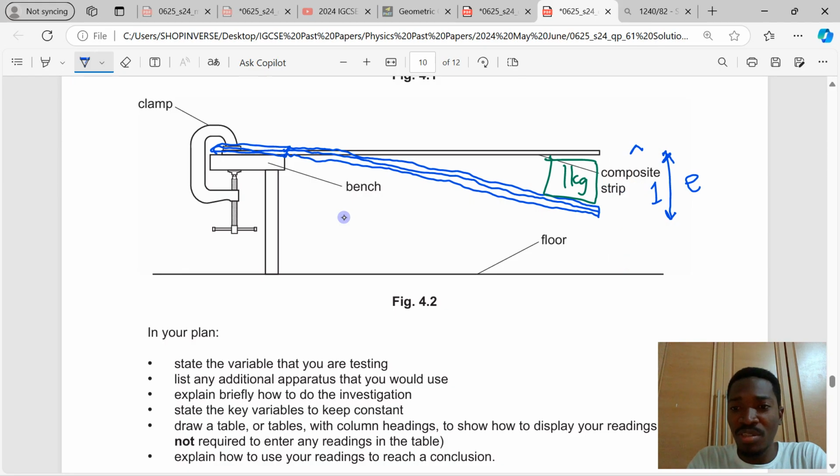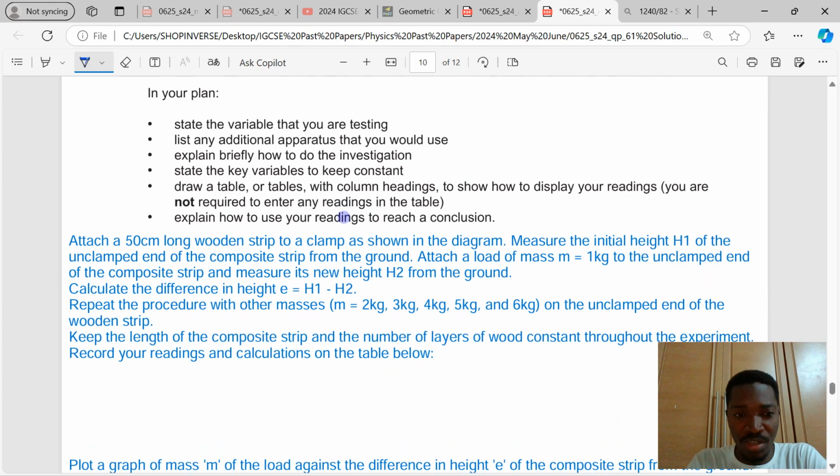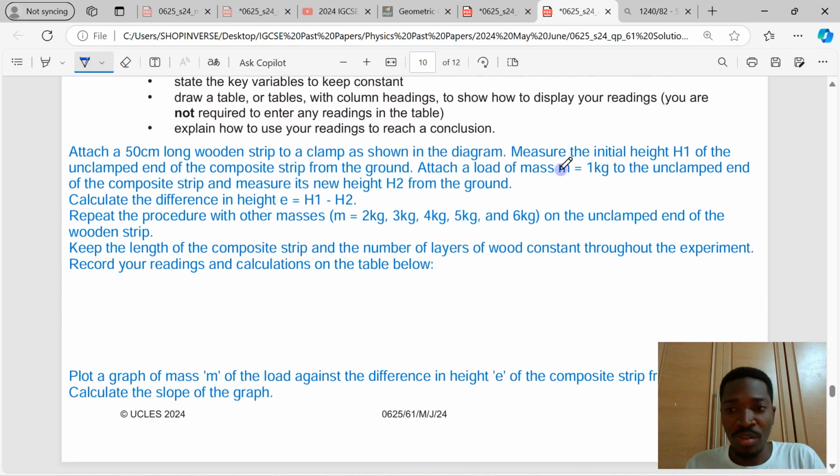After loading the wooden strip, I then measured the new height from here to here. I called it my h2, my height h2. Now, if you take the difference, the extent of bend will be h1 minus h2. If you take that difference, you get the bend. h1 minus h2.